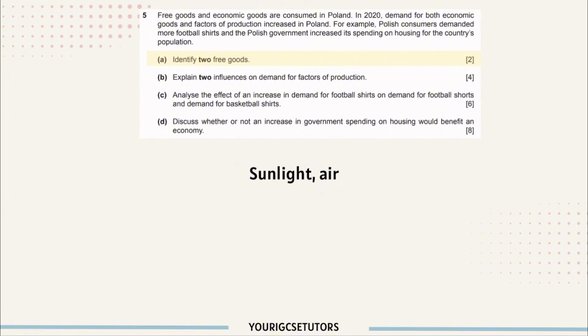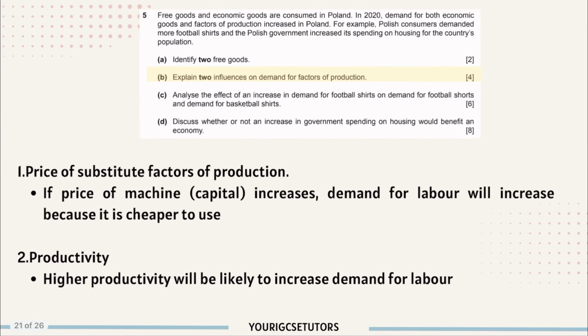Question 5. Identify 2 free goods: sunlight, air, and maybe rainwater. You also can give many other examples. B. Explain 2 influences on demand for factors of production.